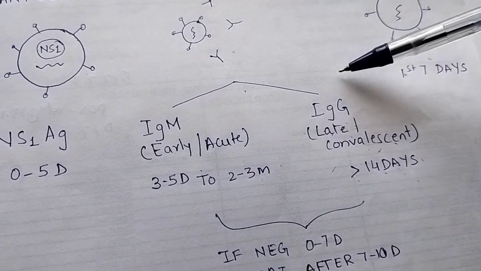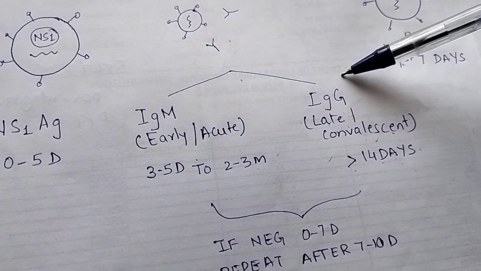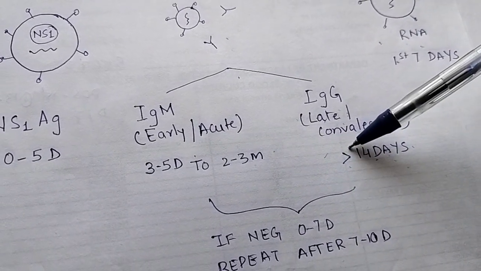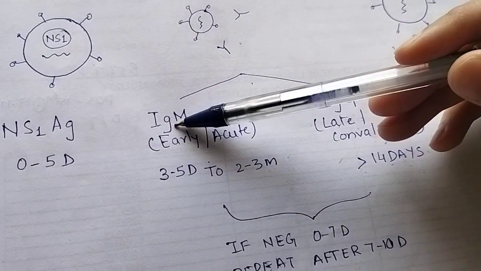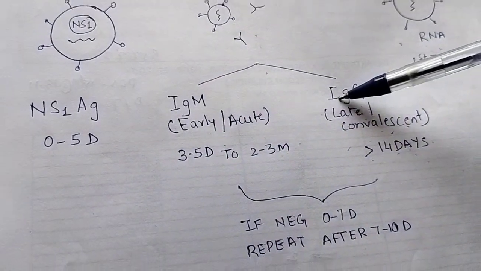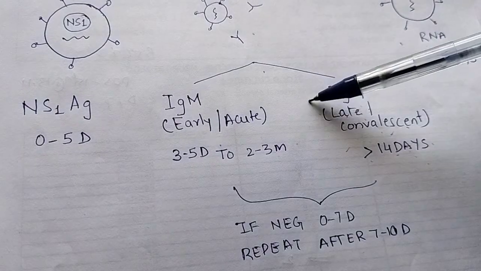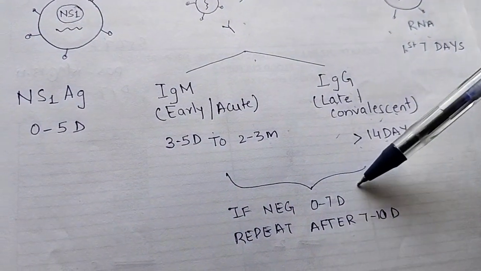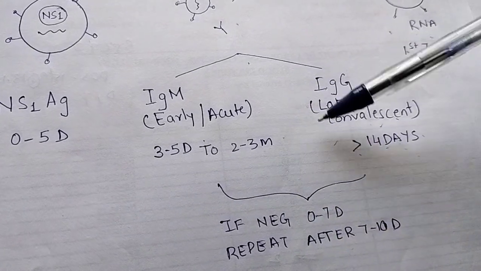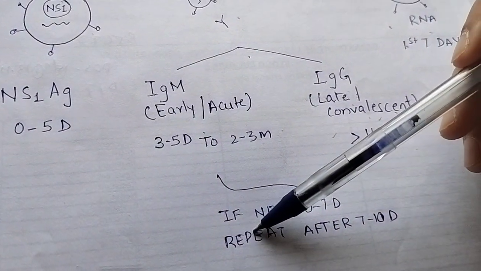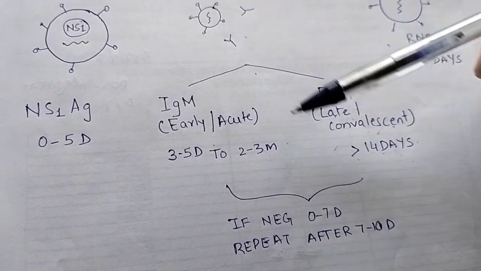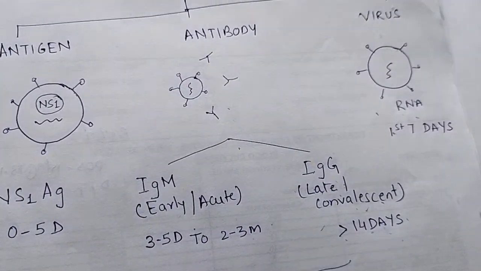IgG antibodies form late and they signify chronic infection, and they usually form after 14 days of onset of illness. Sometimes you will find both present, that is IgM and IgG present in the patient's serum, and it signifies a current infection. So if you perform this test in the first week and it comes out to be negative but you are really suspecting the infection, then it is advisable that you repeat the test after 7 to 10 days because the body will take some time to produce the antibodies.